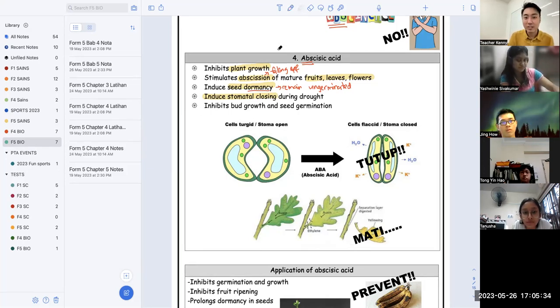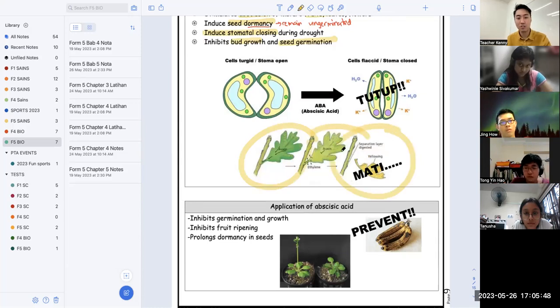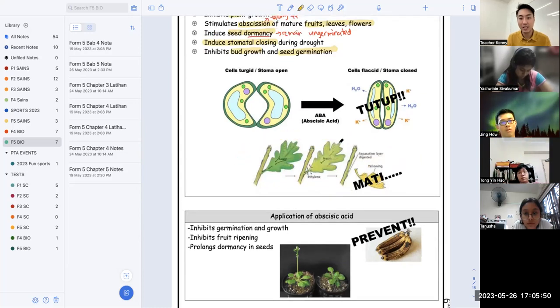Next. Inhibits bud growth, inhibits seed germination. Same thing lah. Okay, don't let the seed germinate. Don't grow any bud. Just no, guys, no, nothing. Okay, you see, causes it to fall off. So this is the use of abscisic acid. Another way you can remember is this word Abba. Abba sounds like father, sounds like mother, Amma, Abba. All right. No. Everything easy to remember.